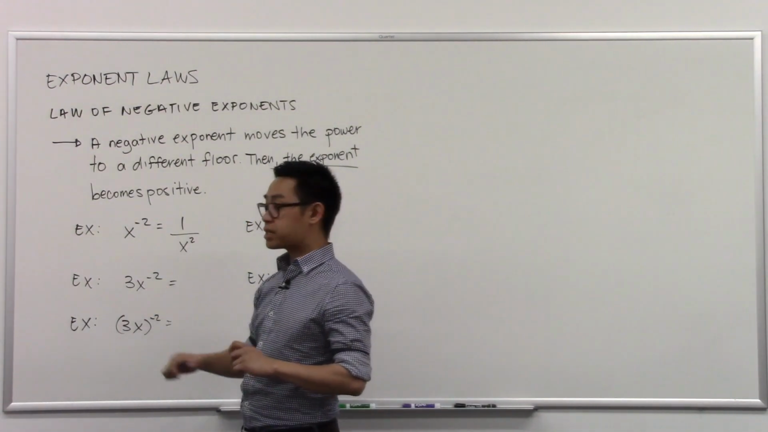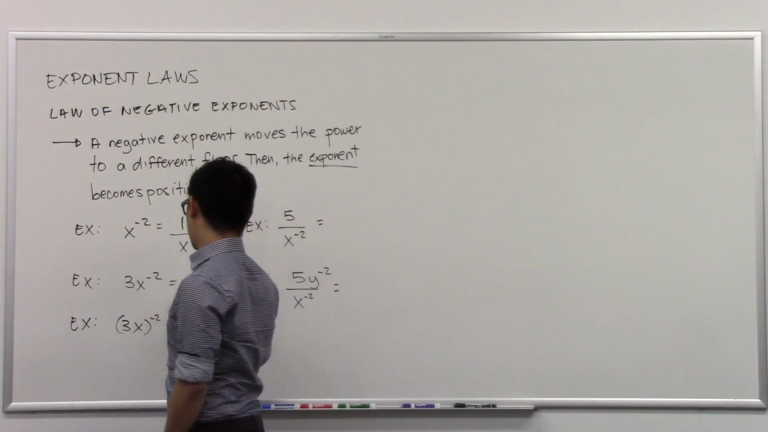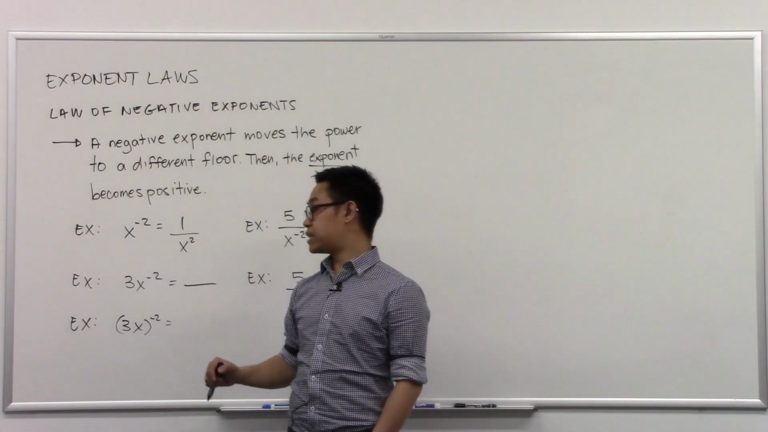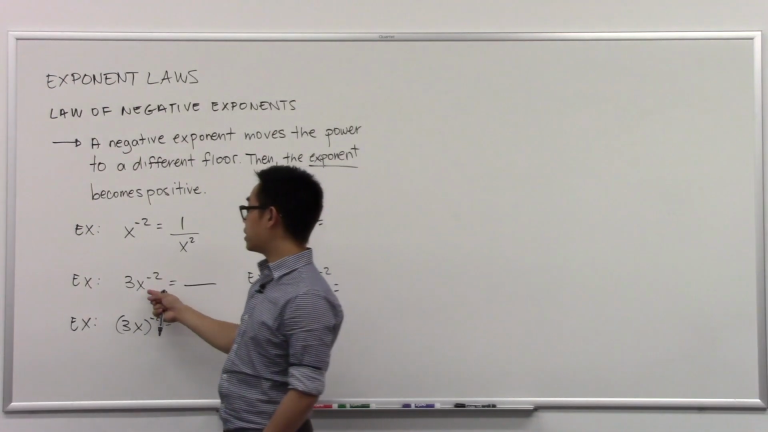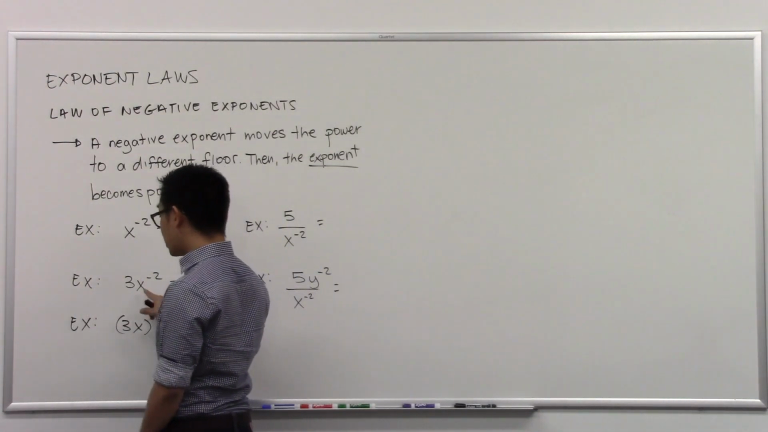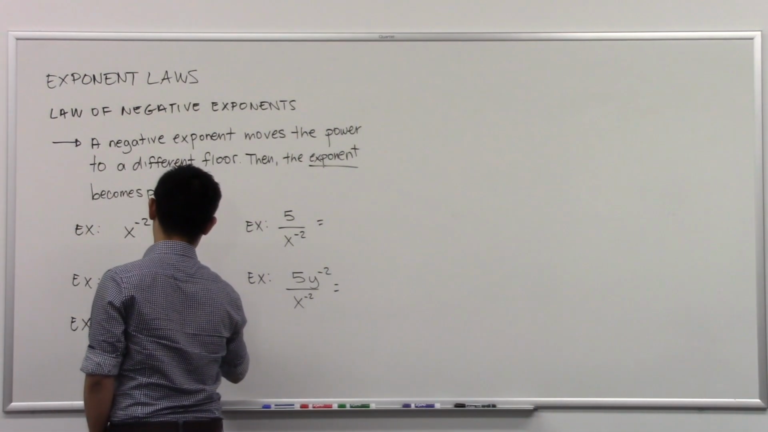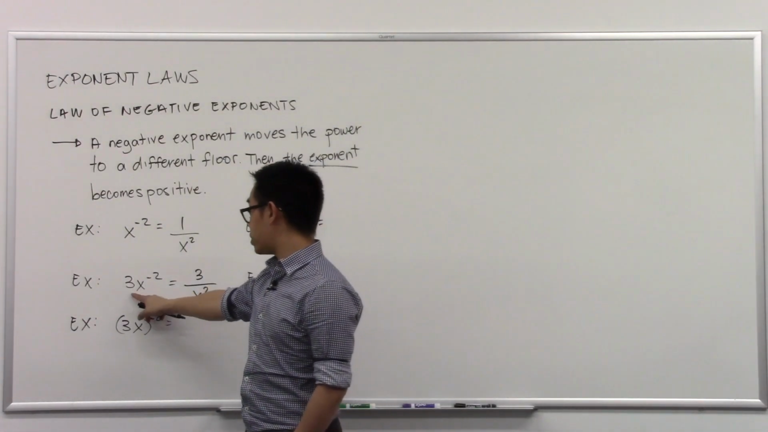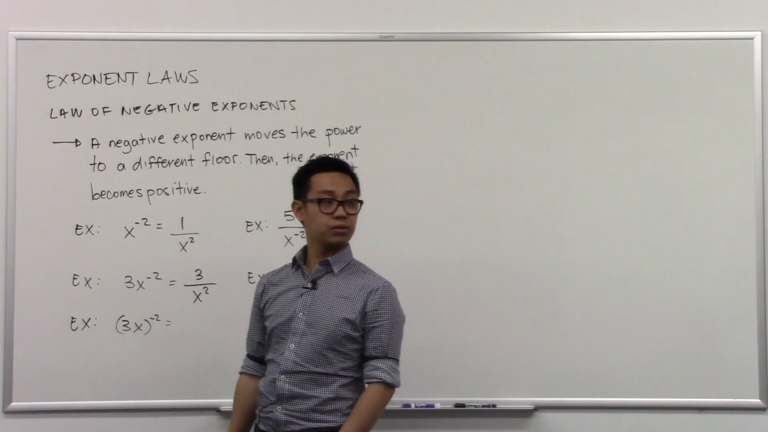When we have 3x to the negative 2, again, we have to take care of the negative exponent. So it moves the entire power to a different floor, but the base of that power does not have the 3. The negative 2 is only on the x. So the answer to this is 3 over x squared. The 3 does not move because it didn't have a negative exponent.